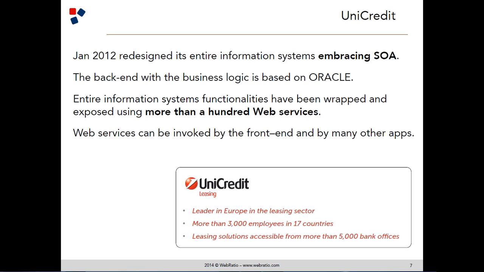Then let's see why UniCredit moves to the web service structure. UniCredit, in January of 2012, redesigned its entire information system, embracing the service-oriented architecture. The existing systems have been wrapped and exposed using more than 100 web services, and a lot of general-purpose services have been exposed too.